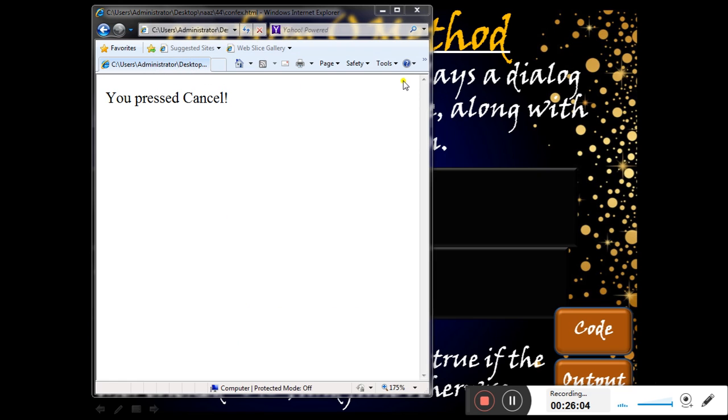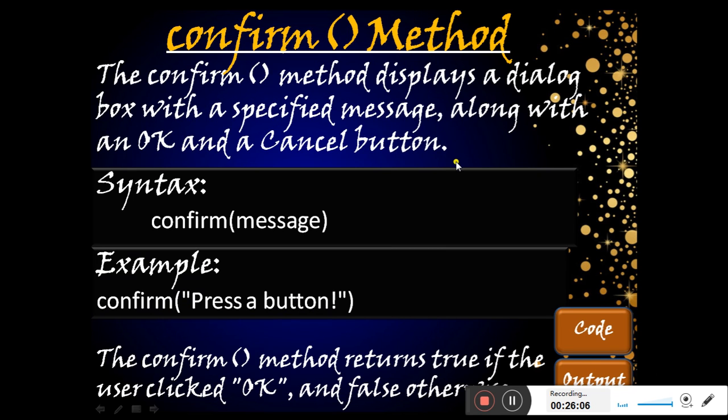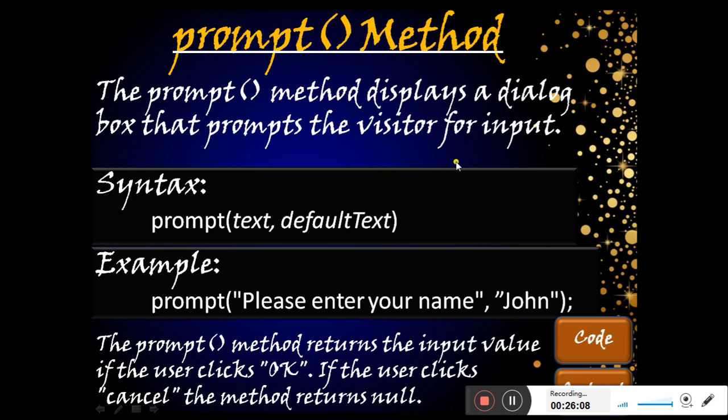Now the third one is the prompt box. The prompt method displays a dialog box along with a user input option, along with a text box to get the user's input. So it will display a message along with the text box and OK and cancel buttons, where the prompt method returns the input value if the user clicks OK.